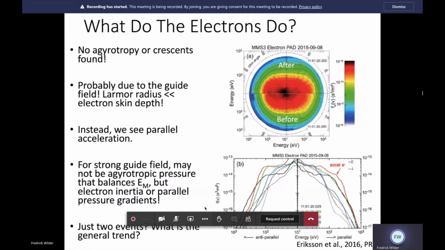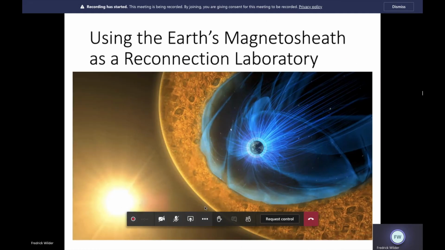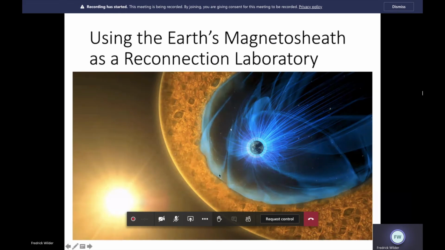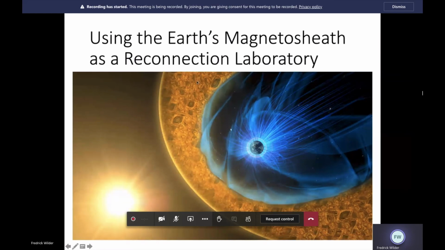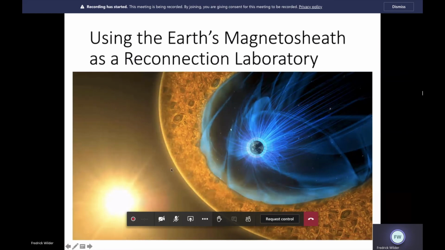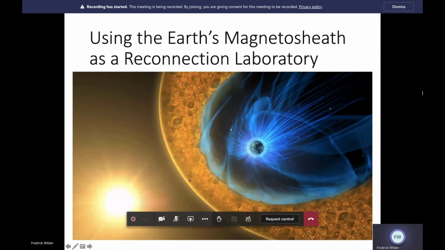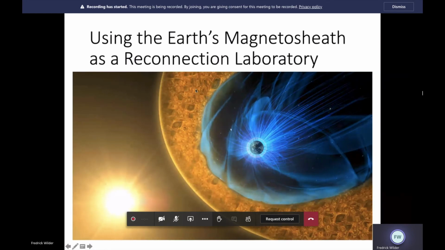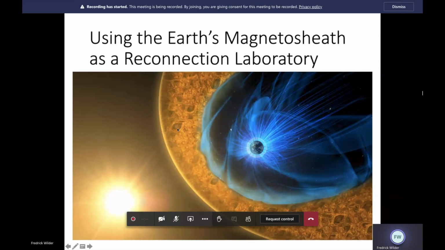So the question we have is, what's the general trend? Reconnection is hard to capture at the dayside magnetopause. You're hitting a huge area in a small space. But what we can do is look in the Earth's magnetosheath. The solar wind gets shocked and slows down to a subalfvénic and subsonic speed. And it's a highly turbulent region. And in all of these turbulent eddies, you can get localized reconnection.